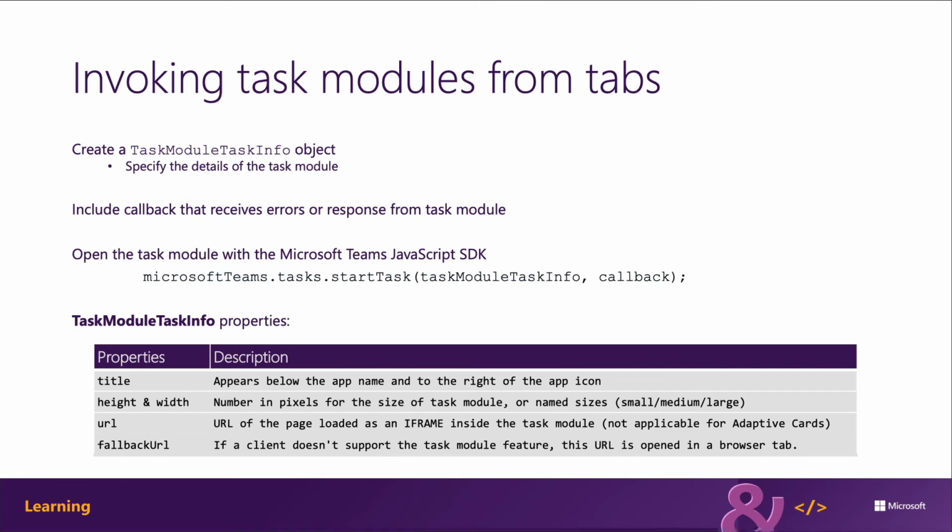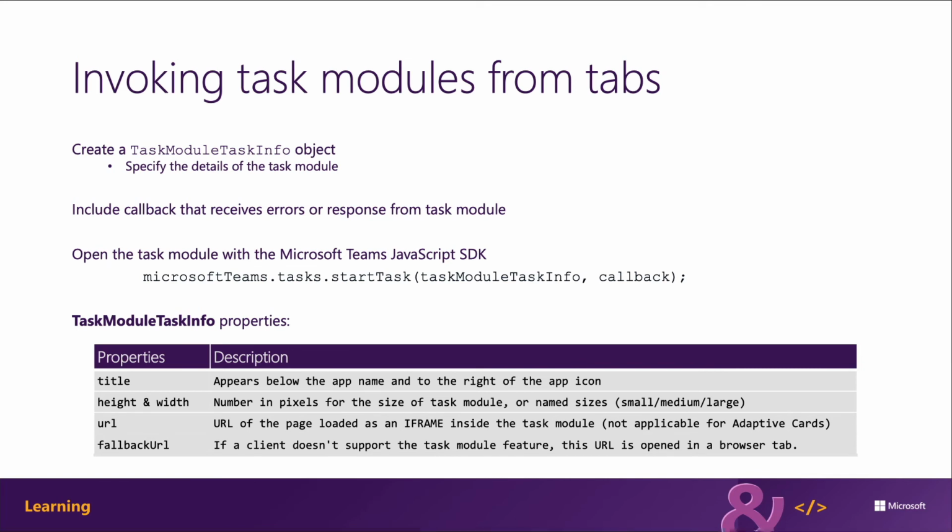Now, there are a couple other properties that are used when working with task modules in tabs. Additional properties apply in other scenarios, such as when we use an adaptive card or when we invoke it from a bot. I'm going to look at these two scenarios later in this module.